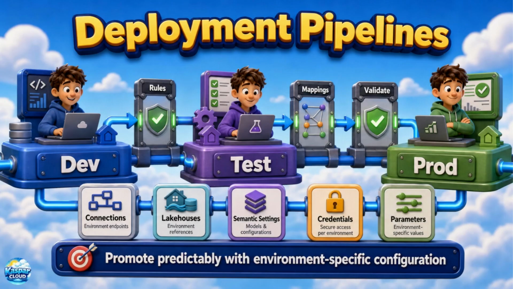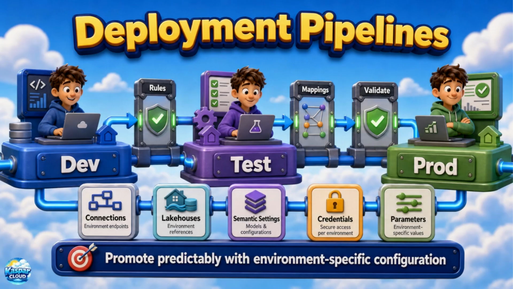Deployment pipelines support environment promotion. A common pattern is to develop in a dev workspace, validate in a test workspace, and release to production. Deployment rules and mappings help adjust connections, lakehouse references, semantic model settings, and environment-specific values. Engineers should avoid hard-coded development paths, workspace IDs, and credentials in production artifacts. Good deployment design uses parameters, variables, deployment rules, and controlled configuration.